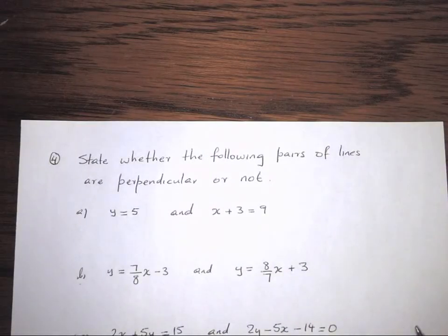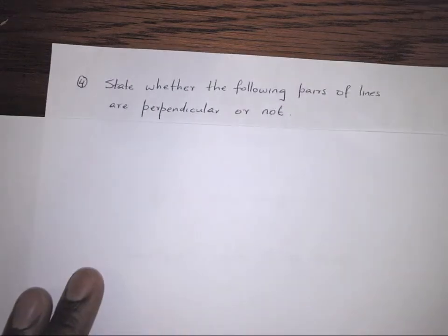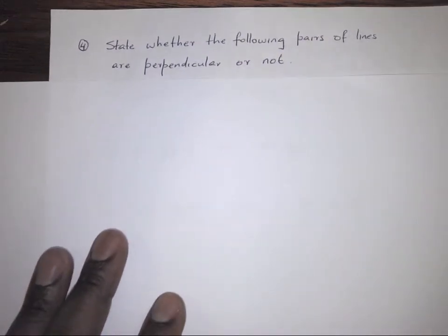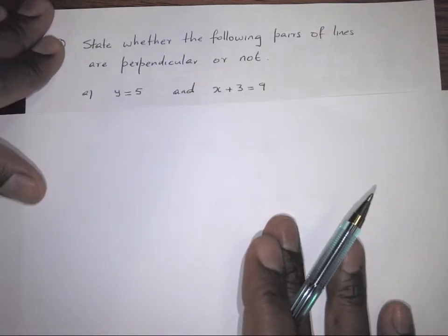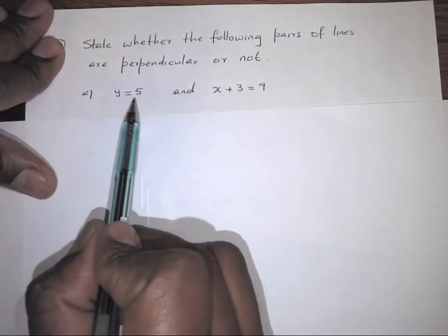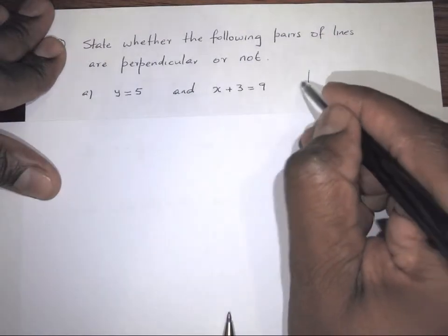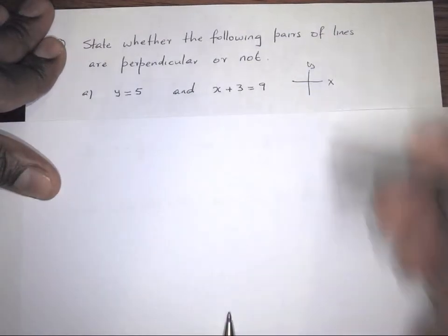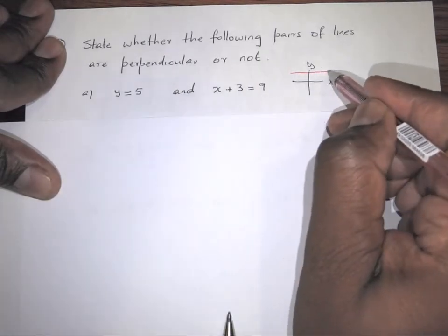Let's look at another question. We've got to state here whether the lines are perpendicular or not. Right? So I've got pairs of lines. This line here, y is equals to 5. Think about it. If this was a Cartesian plane, there's x, that's y. So if we had the line y is equals to 5, it would go through like that.